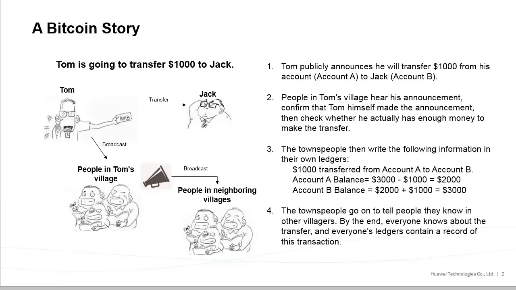For this example, they would record specifically that $1,000 was subtracted from account A's original balance of $3,000, resulting in a final balance of $2,000. They would then record that $1,000 was added to account B's original balance of $2,000, resulting in a final balance of $3,000. The townspeople then go on to announce the transaction to people in other villages. By the end, everyone knows about the transfer and their ledgers all reflect the same account changes.